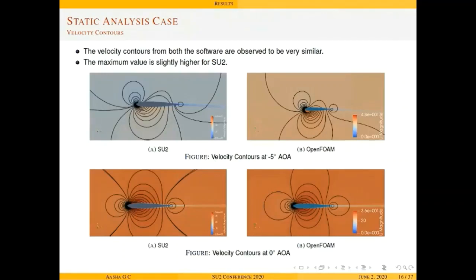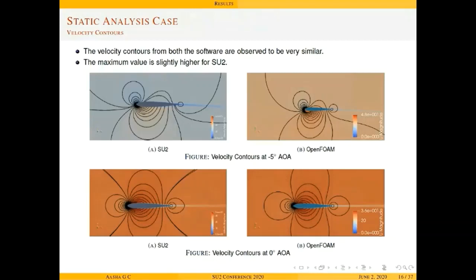So the results for the static case analysis were divided into three things. One, the velocity contours. Second, the streamlines. And third, the plots, the lift coefficient and pressure coefficient plots. So the velocity contour for different angles is shown, and the main difference observed between the two software was the flow at the leading edge, where there is a slightly higher value of velocity for SU2, and this again is probably due to the fact that the wall pressure computed between the two software was a bit different.